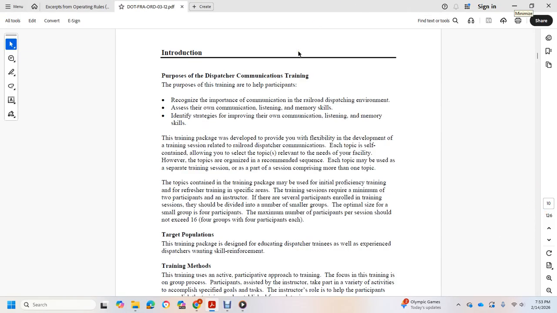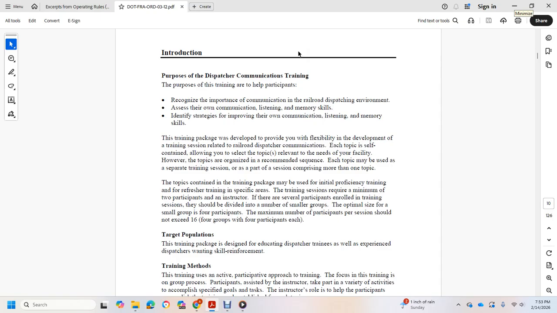The purpose of the training is to help participants recognize the importance of communication in the railroad dispatching environment, assess their own communication, listening, and memory skills, and identify strategies for the improvement of their own communication, listening, and memory. The training package was developed to provide flexibility in development and training sessions related to railroad dispatcher communications.